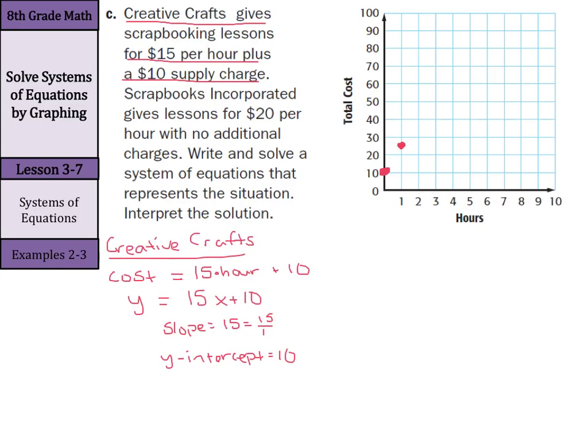And then from there, we'll go up 15 from that 25, which gets us to 40, and over to 2 hours. Up 15 from there is 55 and 3. Up 15 is 70 and 4. Up 15 is 85 and 5. And up 15 from there is 100.